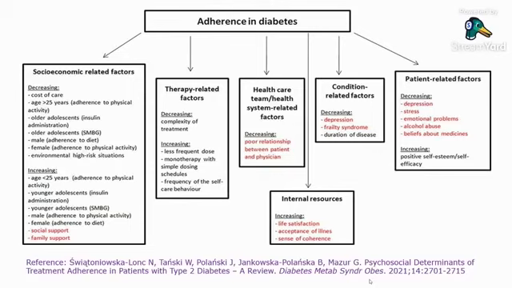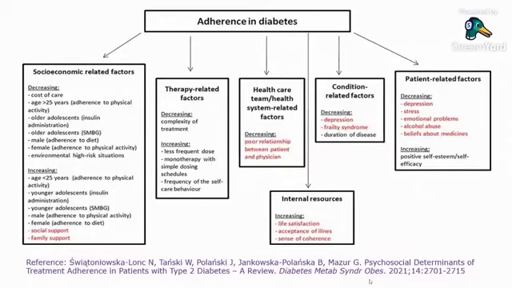So whether it is socio-economic related factors, they have also thought of the therapy related factors. Here you see that complexity of the treatment decreases adherence, while less frequent dose or monotherapy with simple dosing schedules and frequency of self-care behavior actually improves adherence. Healthcare team or health system related factors like poor relationship, less communication between the patient and the physician, all these will have adverse impact on the adherence. Socioeconomic related factors, the cost of care decreases adherence.